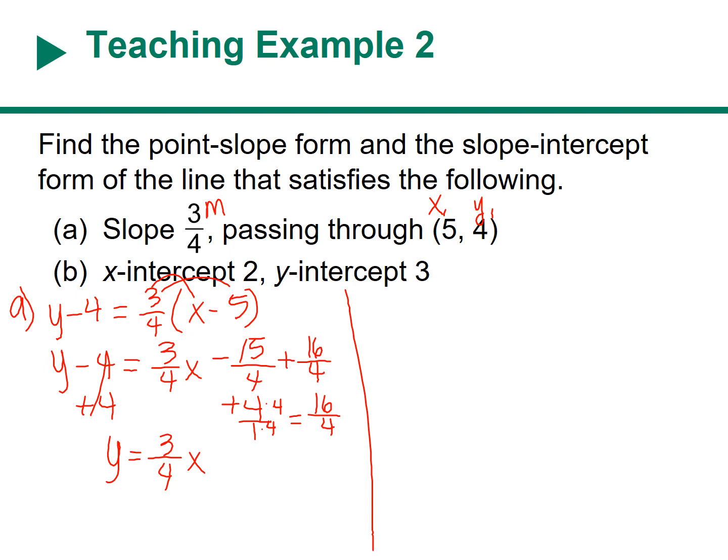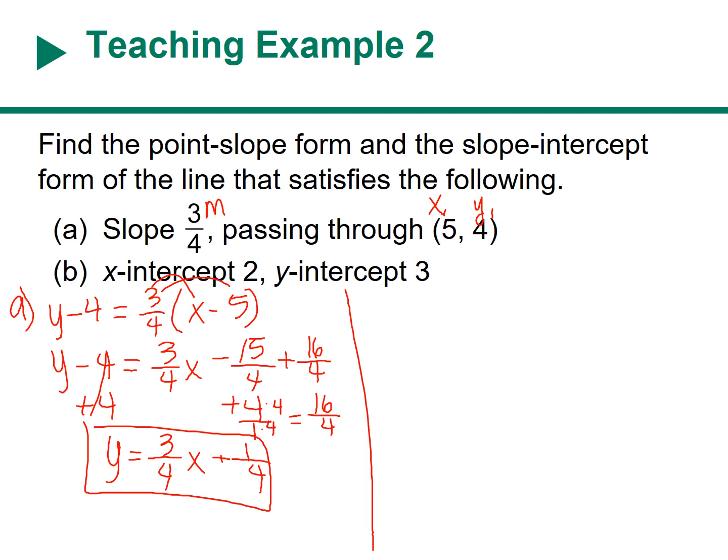And what is negative 15 plus 16? 1. That gives me 1/4. And there is my slope intercept form. So I went from point slope to slope intercept. Now, B is an example of when you're giving your x and y intercept.